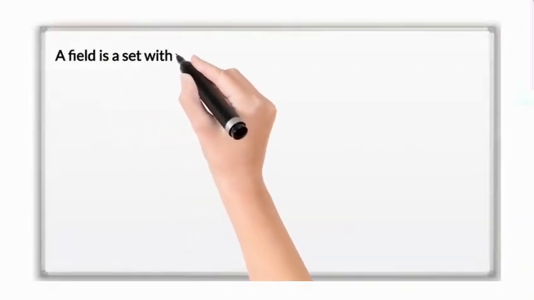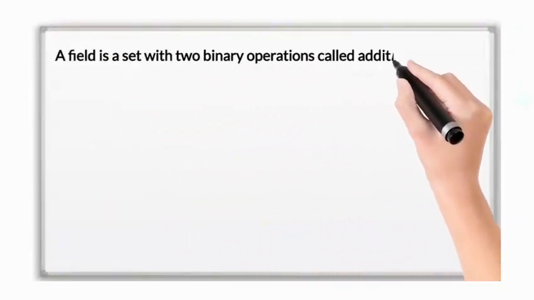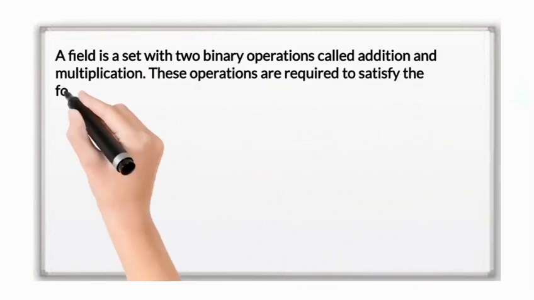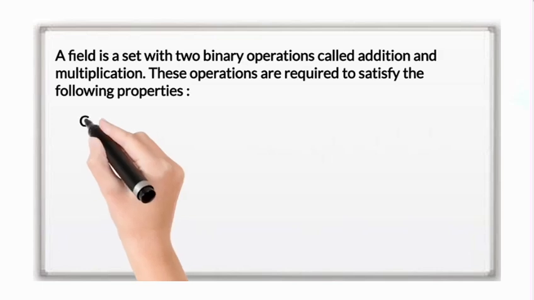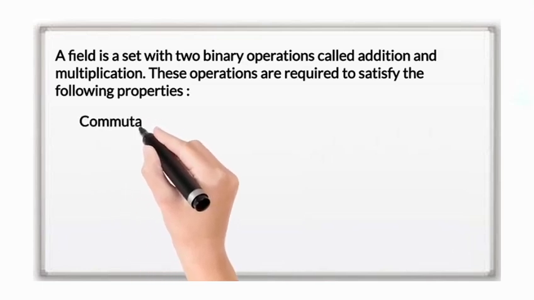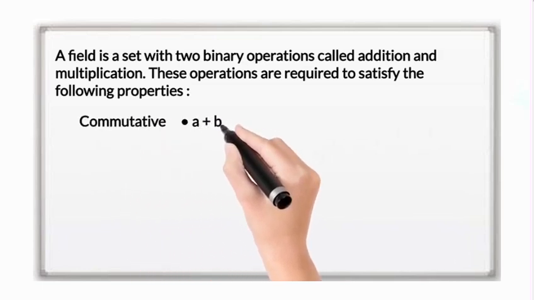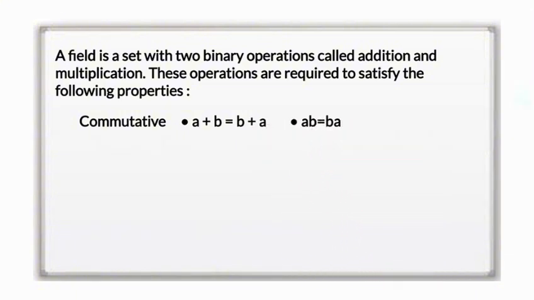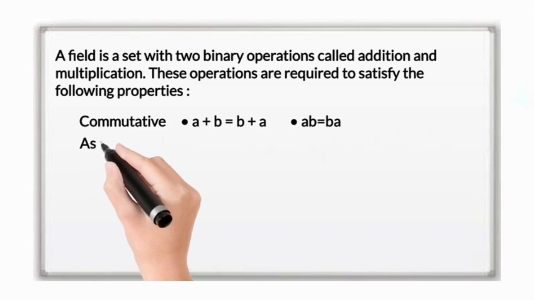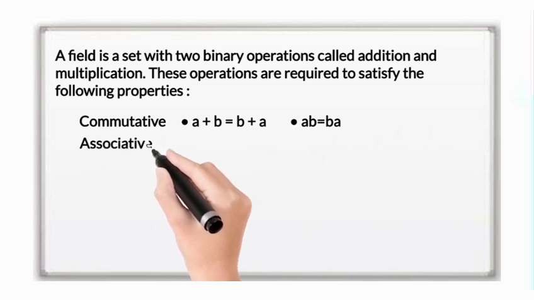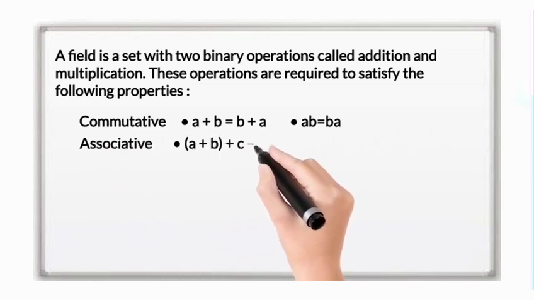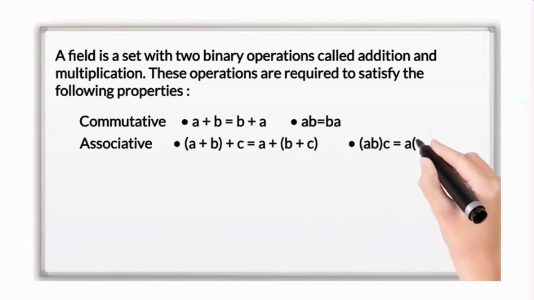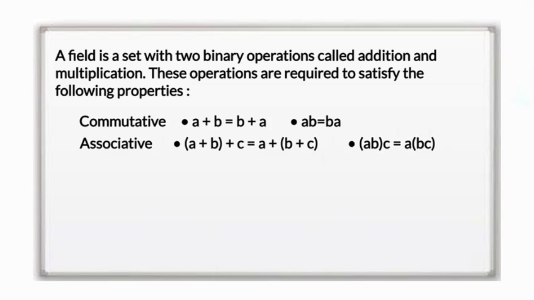A field is a set with two binary operations called addition and multiplication. These operations are required to satisfy the following properties. First, we want addition and multiplication to be commutative. That is, it should not matter whether you add A to B or B to A, the resulting number should be the same. Second, we want both operations to be associative. It should not matter whether you first multiply A and B, and then multiply by C, or first multiply B and C, and then multiply by A.